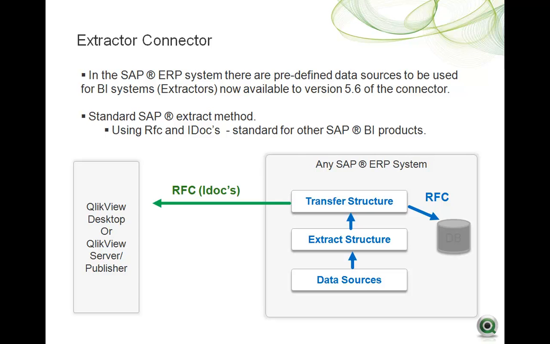Within the SAP ERP system, there are a number of predefined data sources which are used for the BI systems, namely the extractors, and these are now available for us to use in version 5.6 of the connector. These extractors use the standard SAP extraction method, namely using RFCs and IDOCs, which are a standard for other SAP BI products.